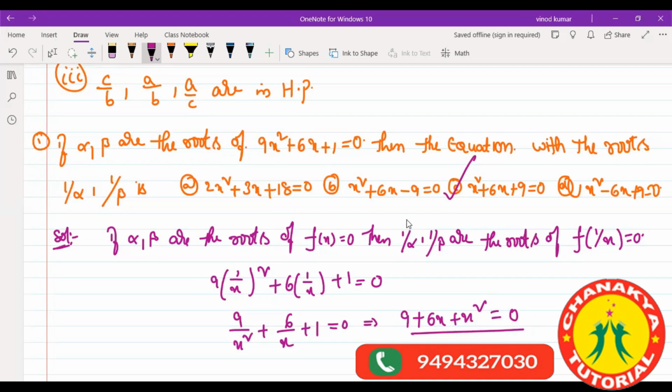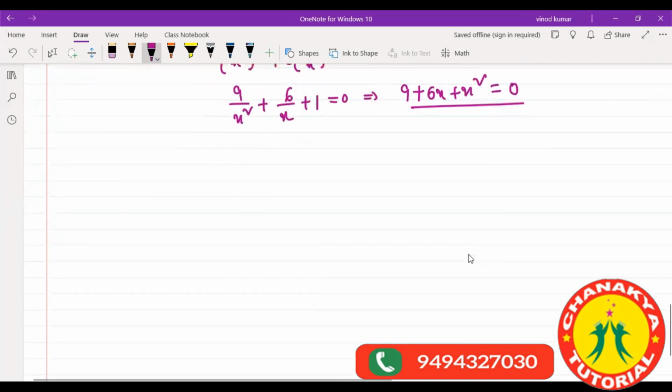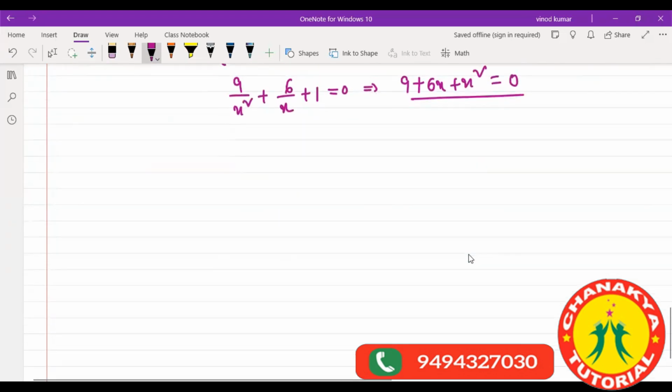Here we are using the formula: if alpha, beta are the roots of f of x equals 0, then 1 by alpha, 1 by beta are the roots of f of 1 by x equal to 0. I hope you understand.